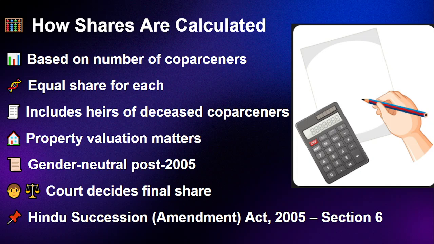The Hindu Succession Amendment Act, 2005 made the process gender neutral. Daughters now have equal rights as sons in ancestral property. Section 6 of the Act ensures this equality from birth, not just after the father's death.